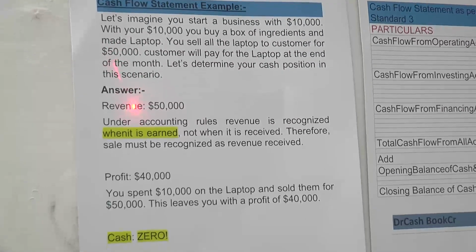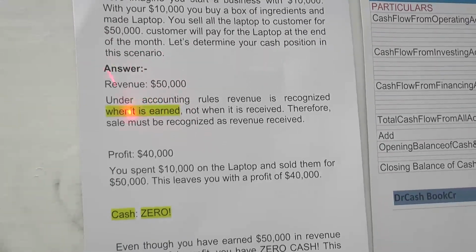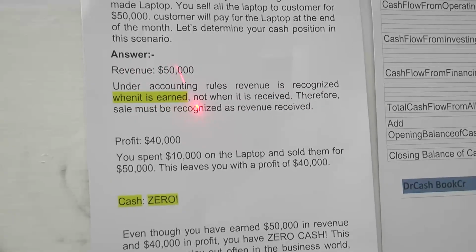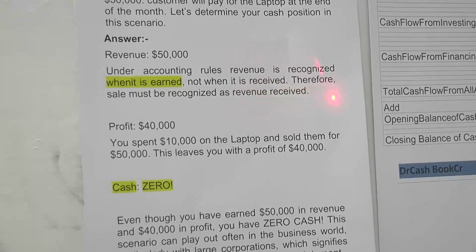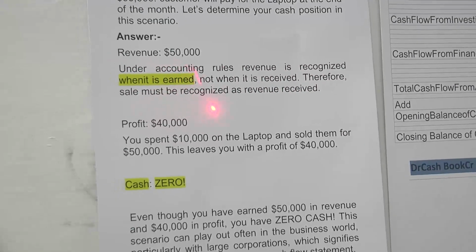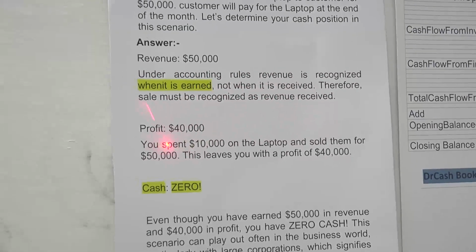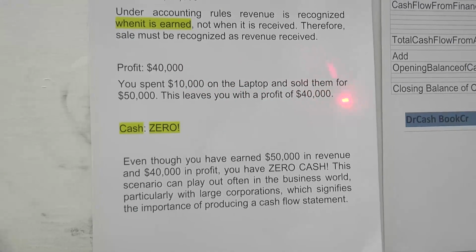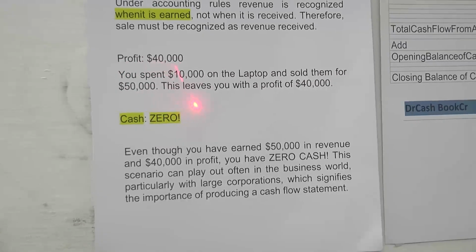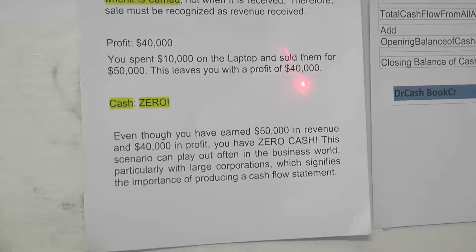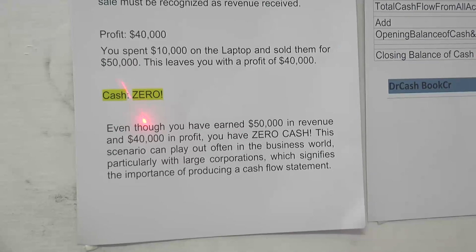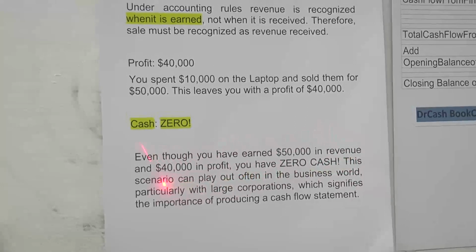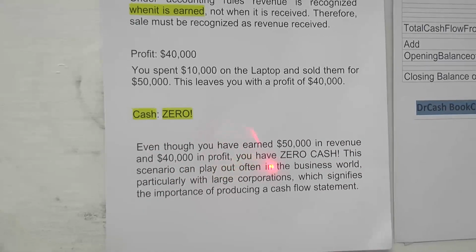In answer, revenue is $50,000. Under accounting rules, revenue is recognized when it is earned, not when it is received. Therefore, sales must be recognized as revenue. Profit is $40,000. You spent $10,000 on the laptops and sold them for $50,000, so this leaves you with a profit of $40,000. Cash is zero. Even though you have earned $50,000 in revenue and $40,000 in profit, you have zero cash.